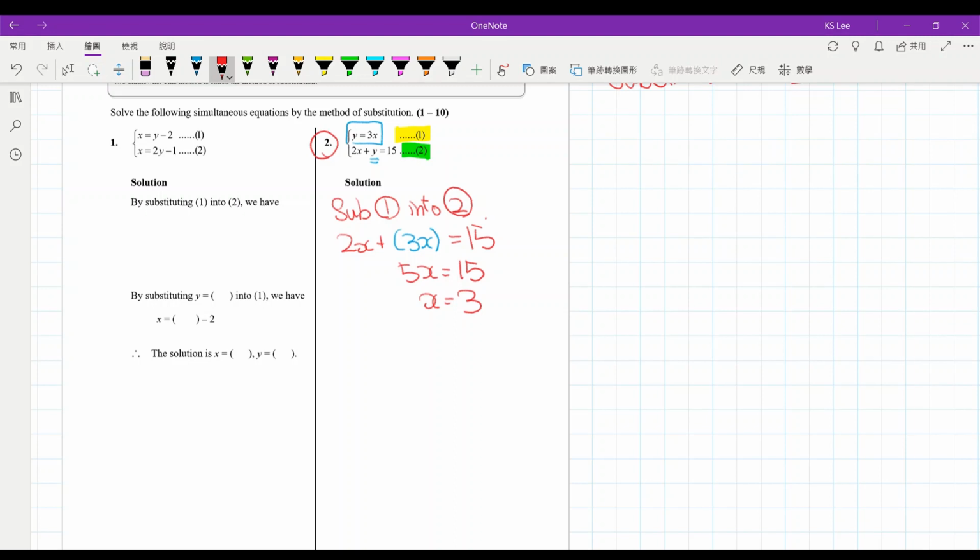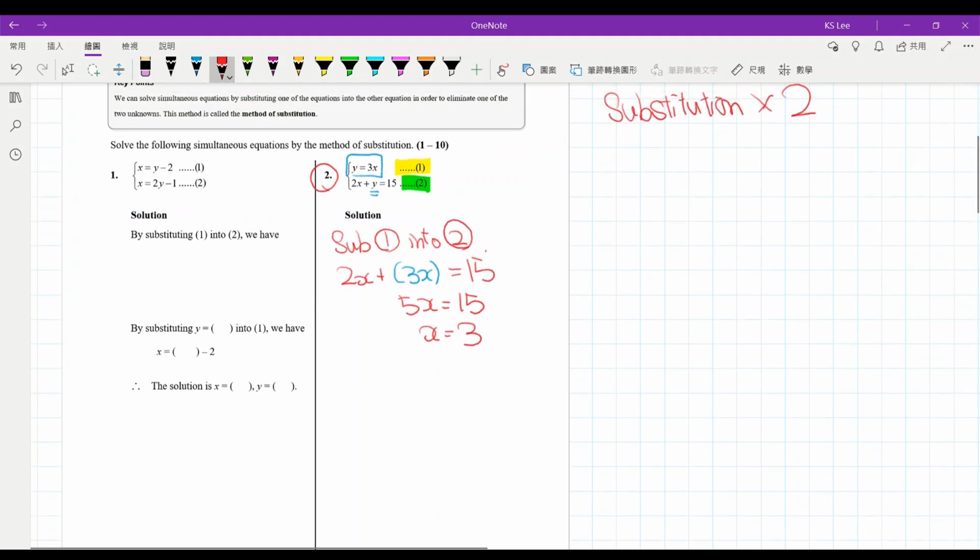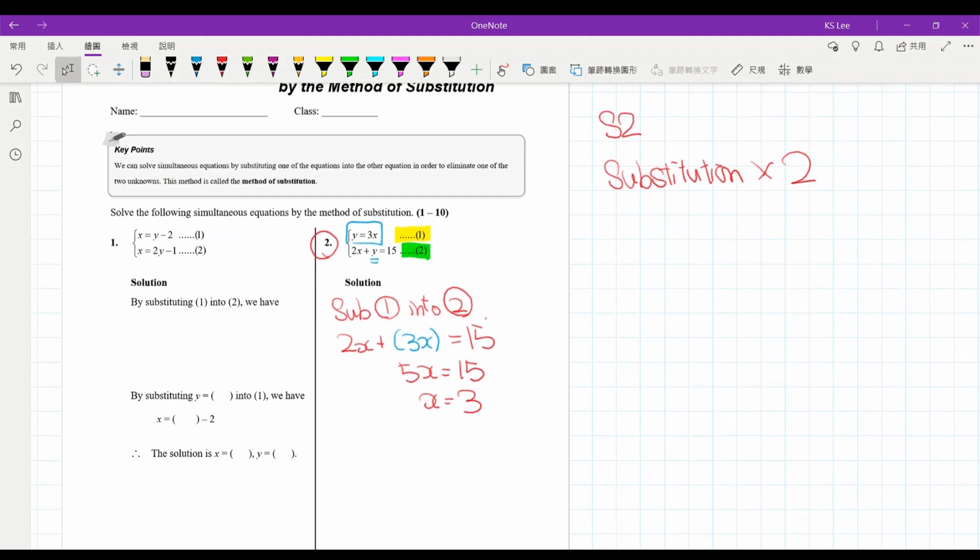Does it mean that we have finished our question? Of course not. As I have reminded you, in Form 2, we are going to substitute 2 times because there are two variables, x and y, in the equation. So even if we have the value of x, we still need to find out the value of y later on. So let's do our second substitutions. We can call it our third equation.